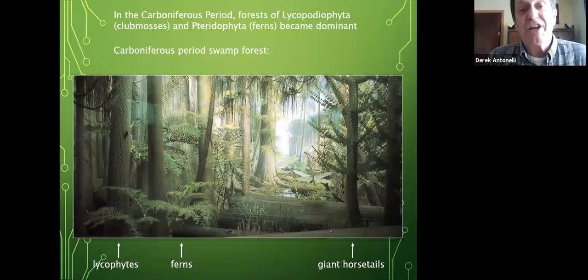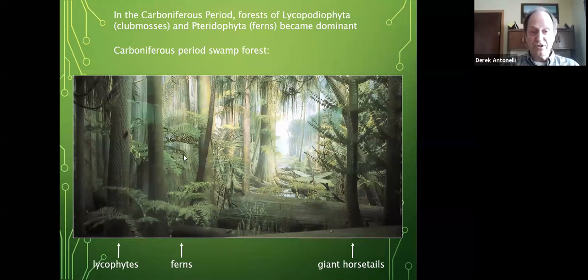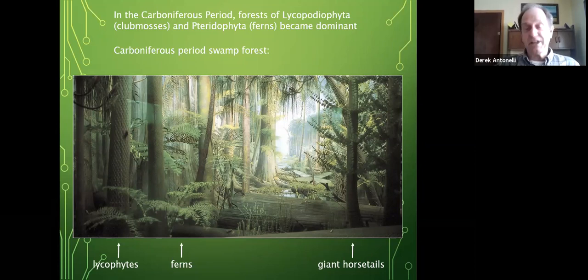Again, in the Carboniferous period, there were actual forests of club mosses, ferns, and giant horsetails, and you can see those here. They even had dragonflies with 2 foot wingspans. So it was a pretty interesting habitat back then, with giant forests. We would probably still have those today if the seeded plants hadn't developed and taken over that role.